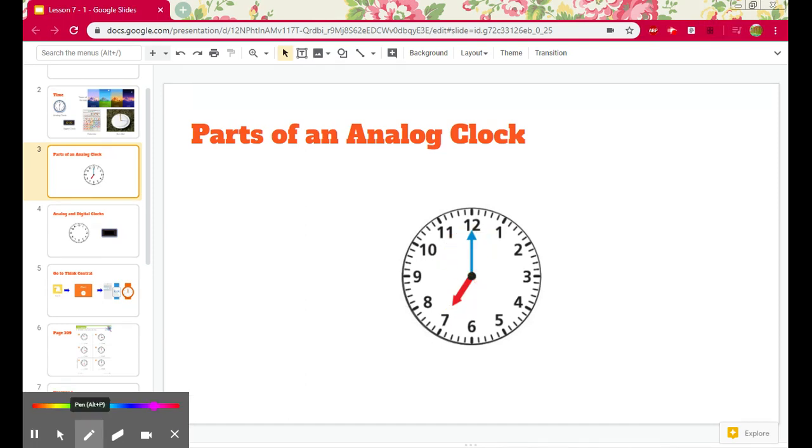Let's see what time it is on our clock. The hour hand is pointing to 7, and the minute hand is pointing to 12. When we say time to the hour, we say o'clock. So it is 7 o'clock.